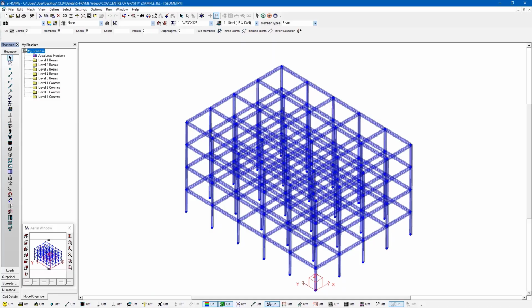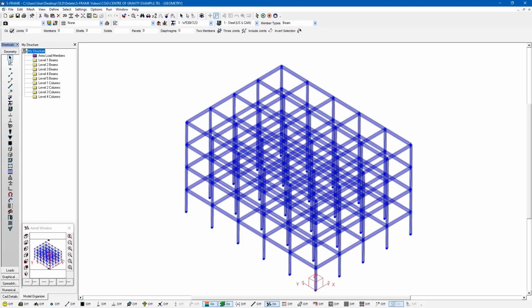In this video, we're going to look at how you can determine the center of gravity in an S-frame model. We want to illustrate that this is quite an easy process: you create a copy of load cases and perform three simple calculations. And we'll look at how you can actually verify the information that you get from these calculations.